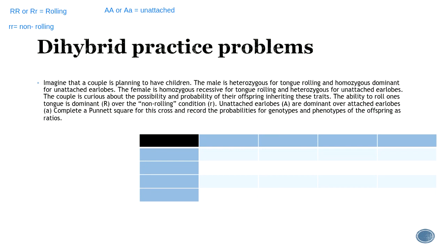Little a equals attached. So I'm going to write the genotype closer to here for my parents. Dad was heterozygous for tongue rolling, big R, little r. I'm going to put dad on top for this one, and homozygous dominant for unattached. Mom is homozygous recessive for tongue rolling, little r, little r, and she was heterozygous for attachment, big A, little a.